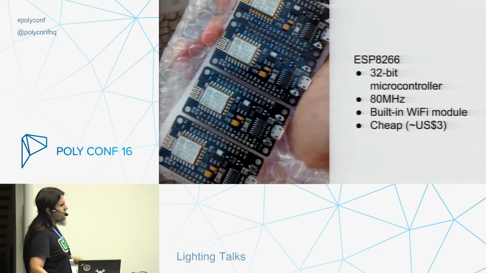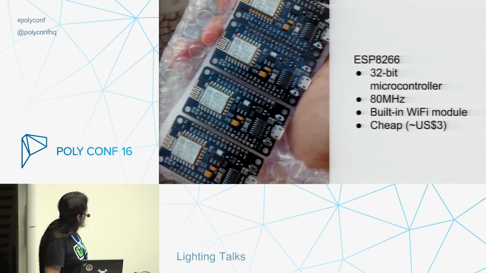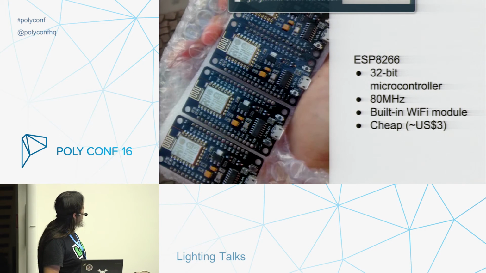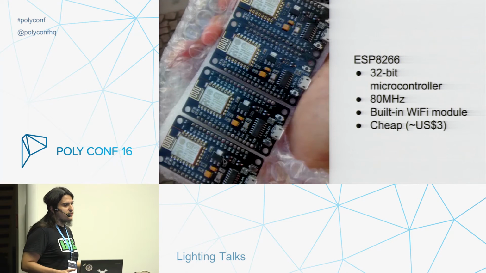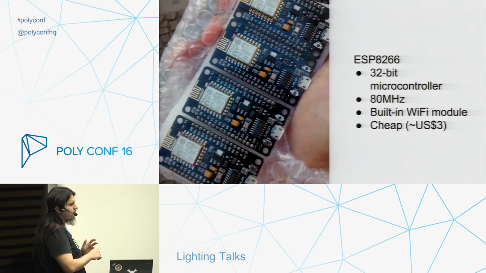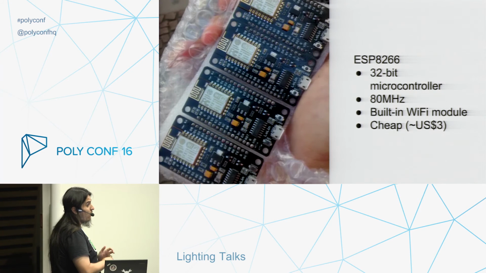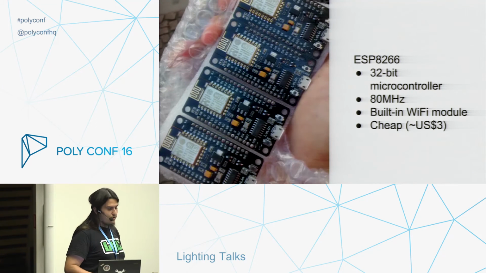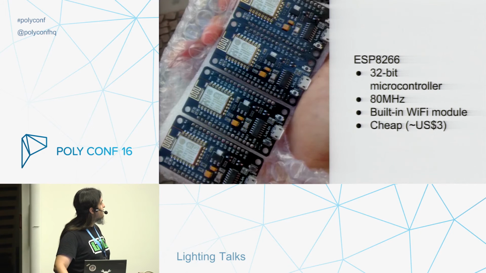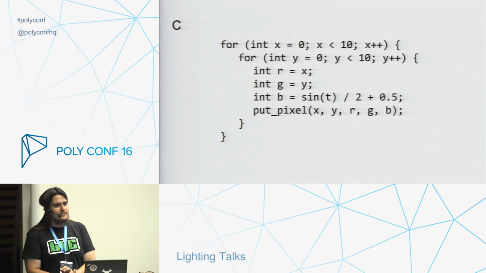Then I got these things here. So these are really, really cheap. The module itself, this small board on top of the larger black board here, costs about $3, and it's got a 32-bit microcontroller, runs at 80 megahertz, and even has Wi-Fi built in. So I got plenty of these boards and decided to program these LEDs.